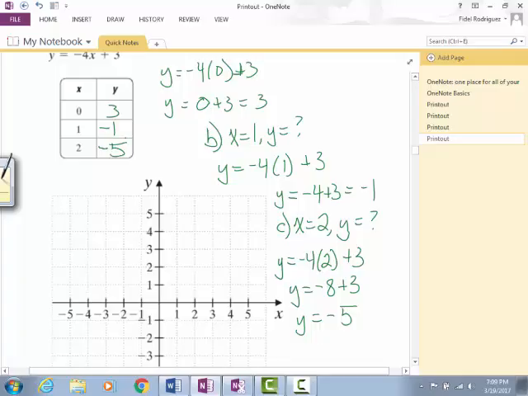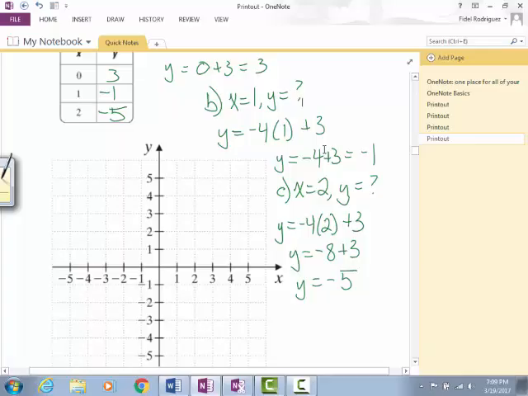Okay, now let's see if we can go ahead and plot these points. My first point is 0, 3. That means from the middle I'll stay here, but I'll go up to 3. Here's my first point. 1 and -1 means I'm going to move to the right 1 and then down 1. And then 2 and -5 means I'm going to move to the right 2 and down 5. And as you can see, all 3 of our points are lining up, right?